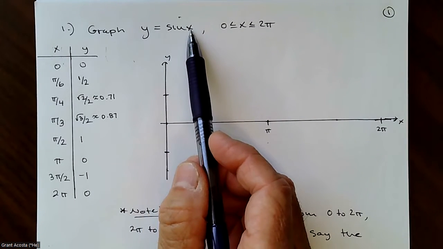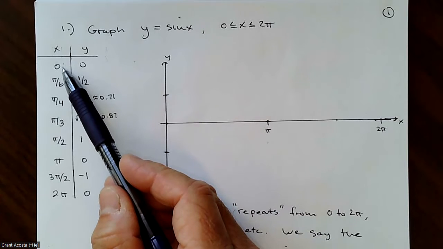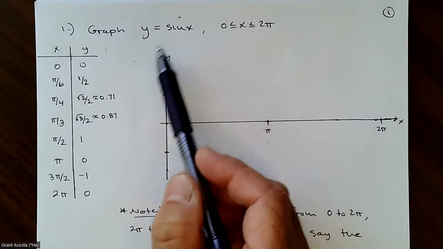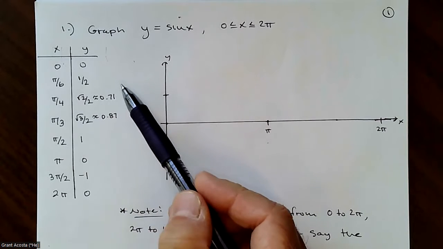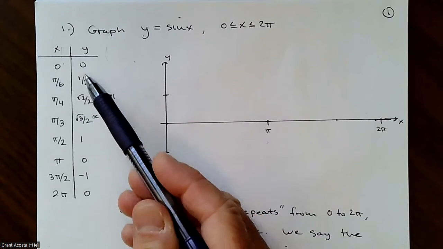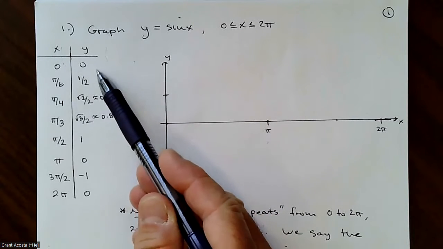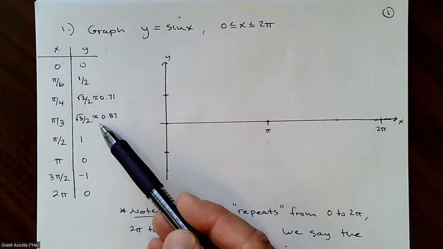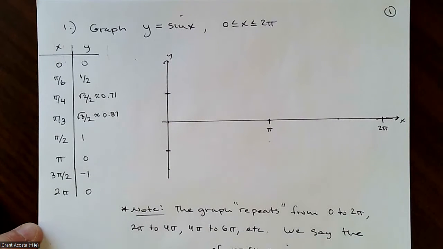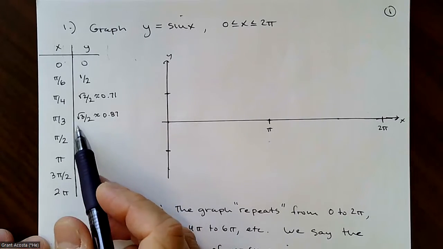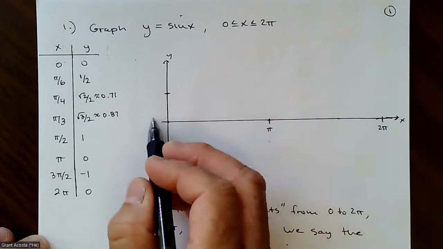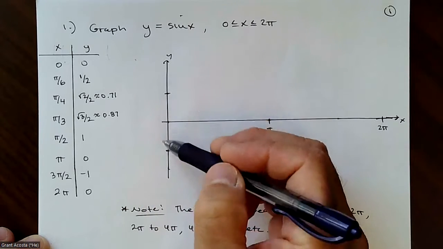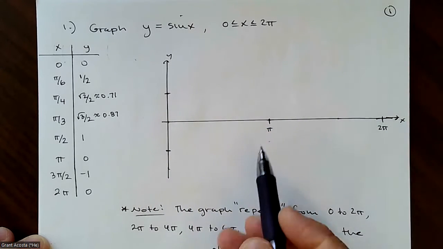So what we could do now to graph this is just pick some x values, some angles that we know how to find the sine of using your special triangles or using the unit circle. Here are some angles and the corresponding sine values. If you're not sure how to find those, go back and watch the video on special angles. So then we're going to plot these. x we're going to put on the x-axis. These represent our angles, and the y value is going to be the sine of those angles.